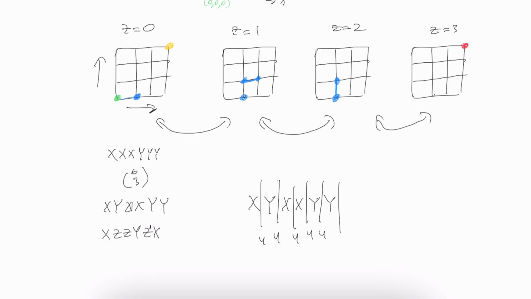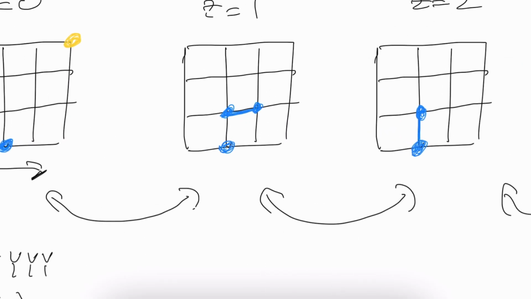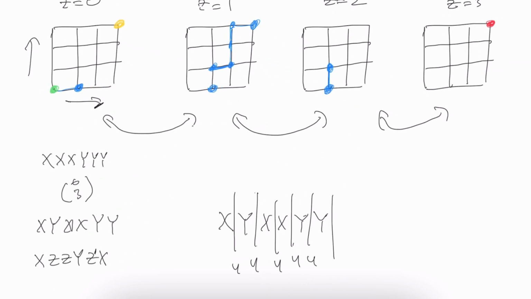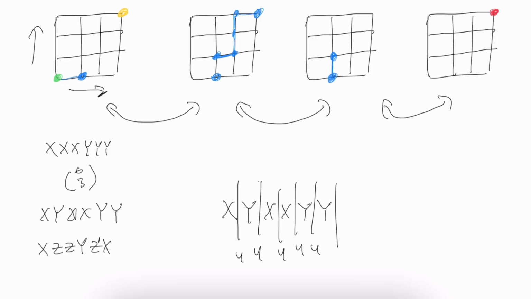But we have to be careful: after the last move, we have to end at the red point, at 3, 3, 3. So we're sort of forced to move in just one direction. Let's say we just don't make any more z moves anymore, so we're at this point. After our last move, we have to move twice in the upwards direction to finish at the red point. So there's only one option in this case.